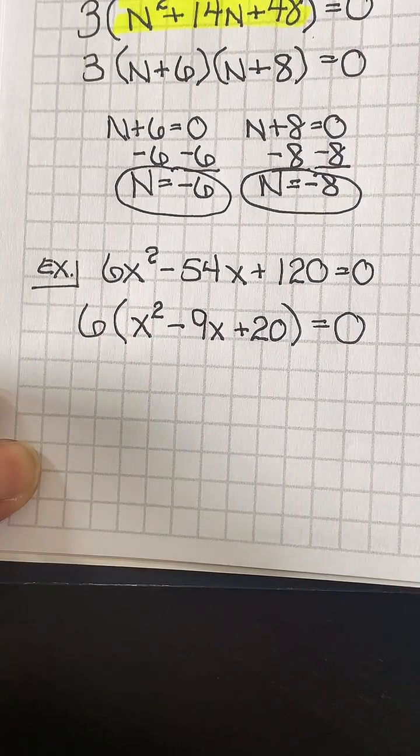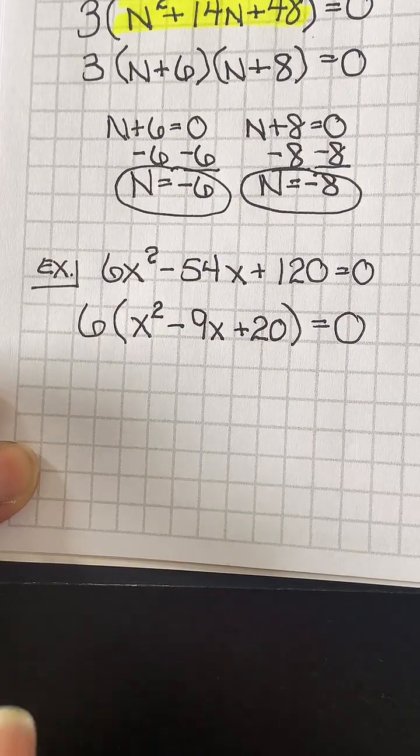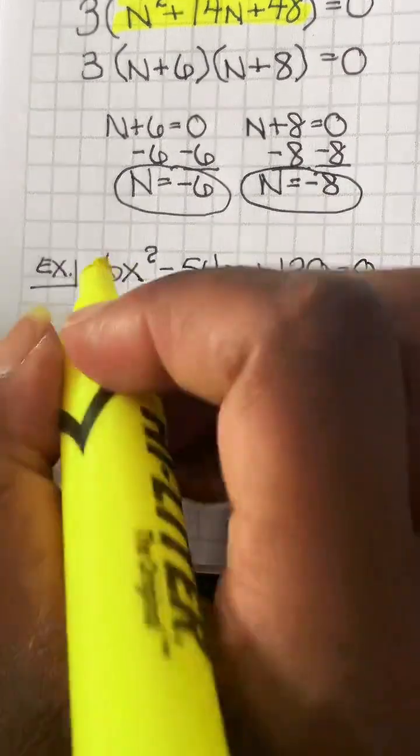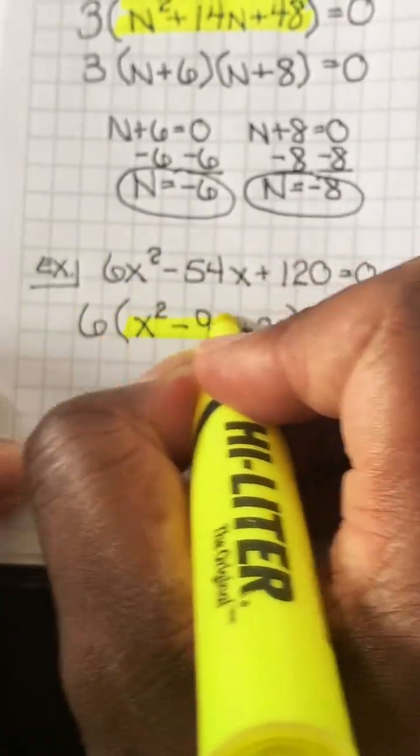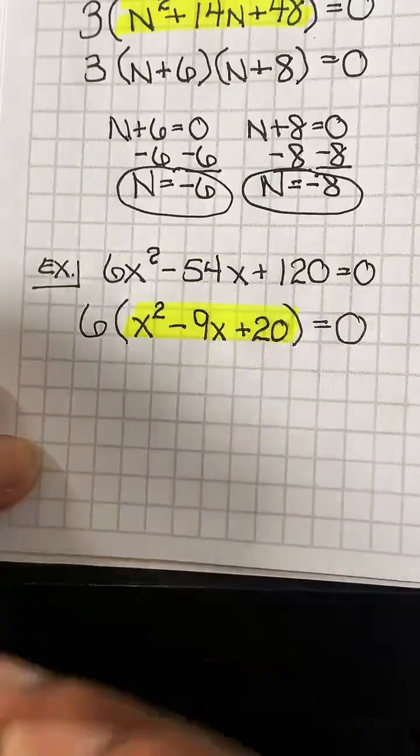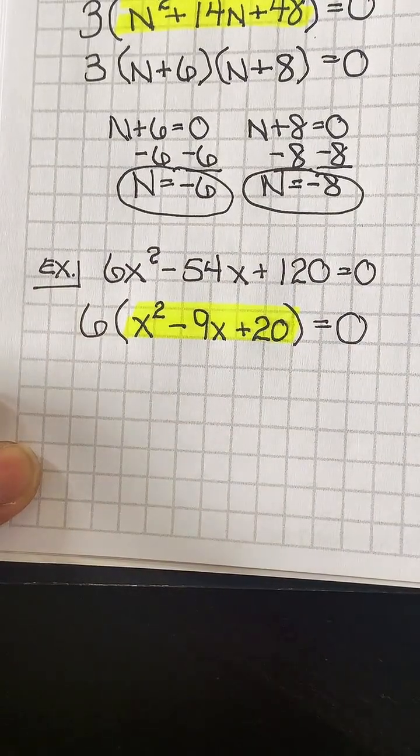Excellent. Yep. Divide by that. Good, Eric. All right. So you're thinking it's negative 5 and negative 4? All right. So we're just focusing right here in the center.